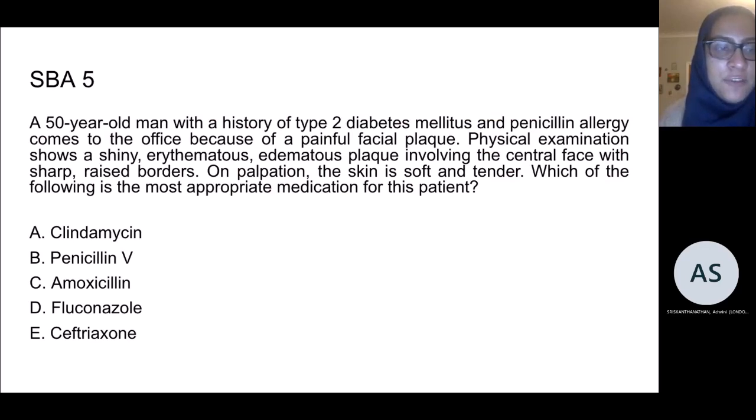SBA 5. A 50-year-old man with a history of type 2 diabetes and penicillin allergy comes to the office because of a painful facial plaque. Physical examination shows a shiny erythematous plaque involving the central face with sharp raised borders. On palpation, the skin is soft and tender. Which of the following is the most appropriate medication for this patient? I meant to say on palpation, not palpitation, but anyway, I'll give you 30 seconds to answer that.